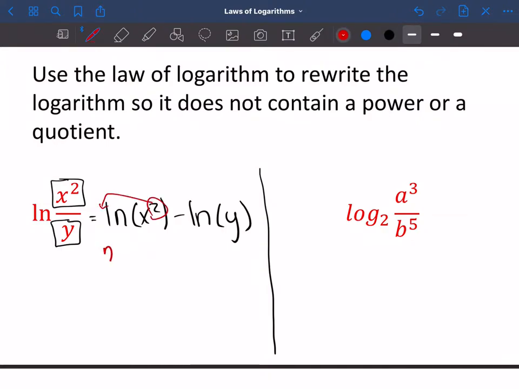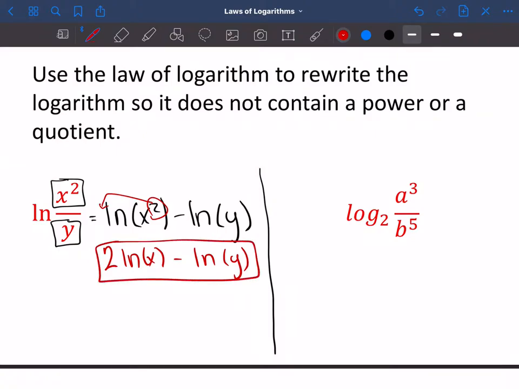So this 2 will come out front. So we have 2 times the natural log of x minus the natural log of y, and we are done.